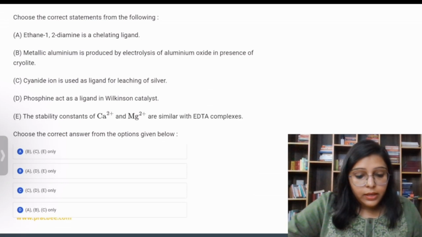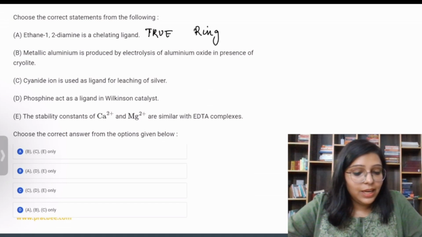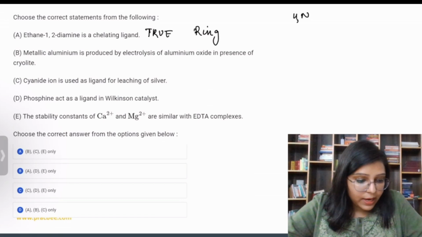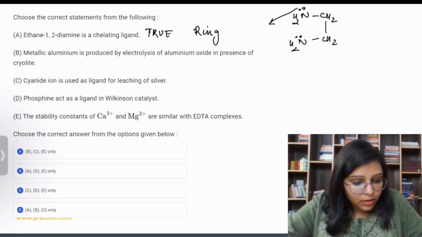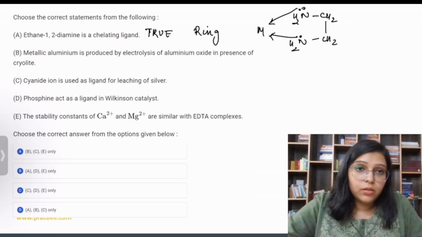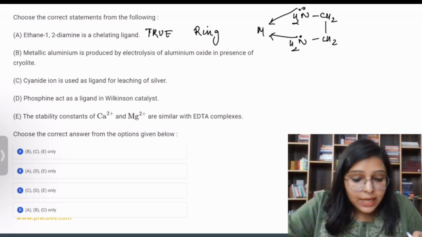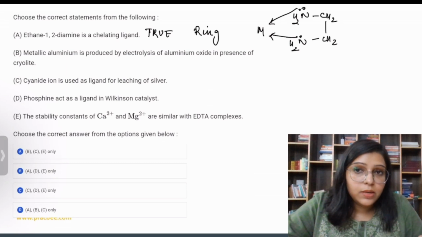Okay. Now let's do the next question. Ethane 1,2-diamine is a chelating ligand. Yes, true. Why? Because it forms a ring. What is ethylenediamine or ethane diamine? NH2, CH2, CH2, and here NH2. So either nitrogen can give its electron pair to the metal ion. So it basically forms a 5-membered ring. So it's a chelating ring. True.